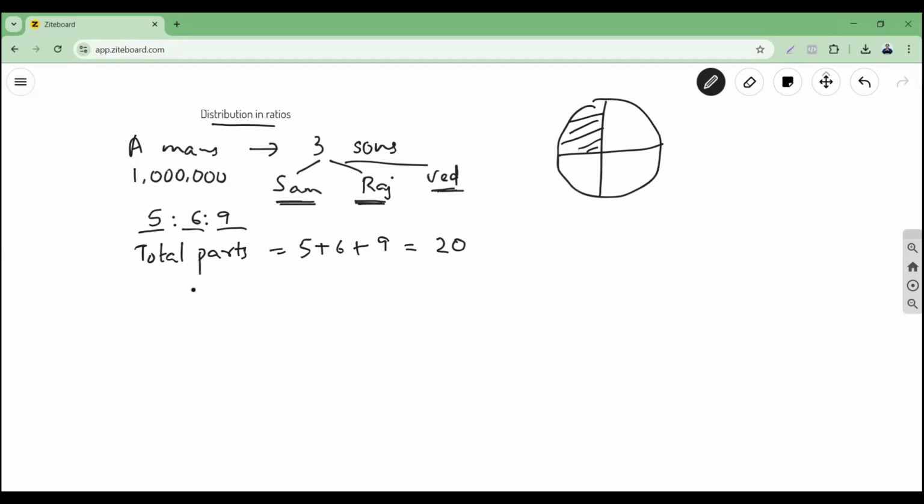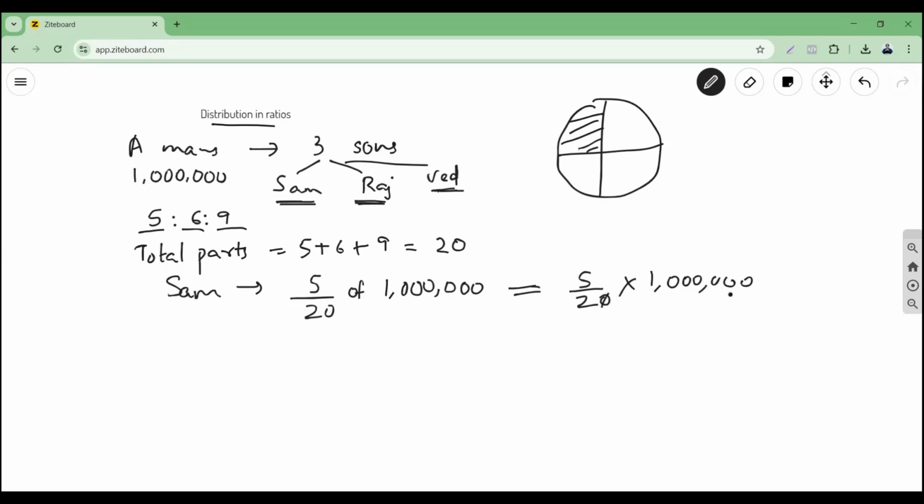So then how much will they get? Sam will get 5 parts out of the 20 parts. That's what Sam is going to get. But what is the actual wealth? That means 5/20th of this 1 million. This is what Sam is going to get, right? And how do you write this 5/20th of 1 million? It's a multiplication. We know that, right?